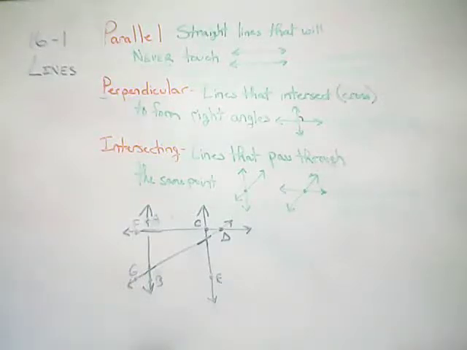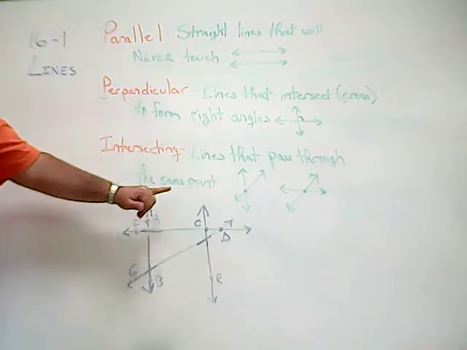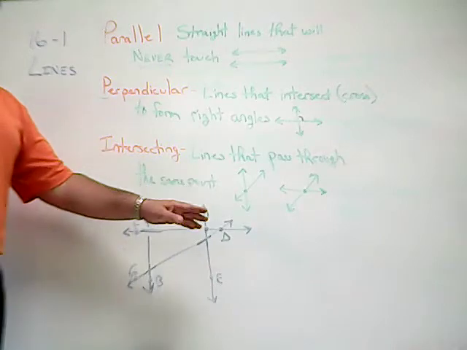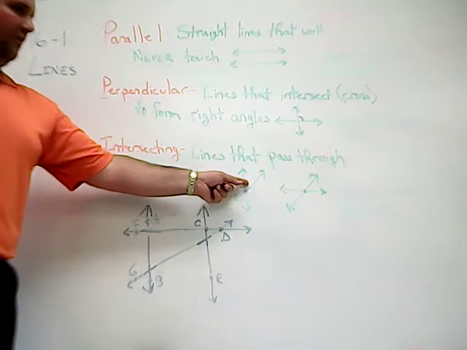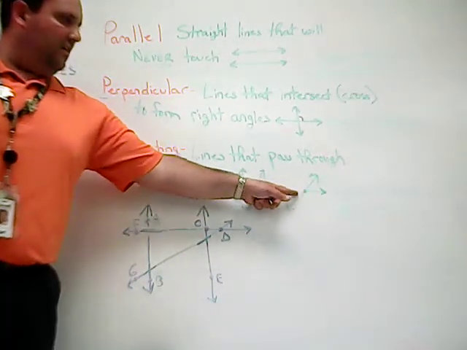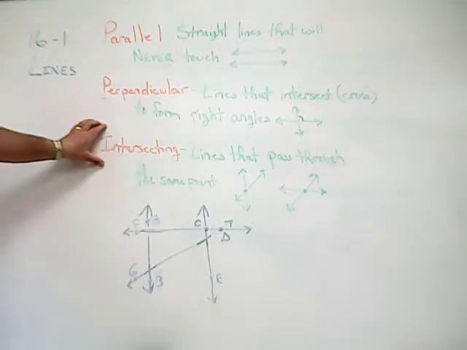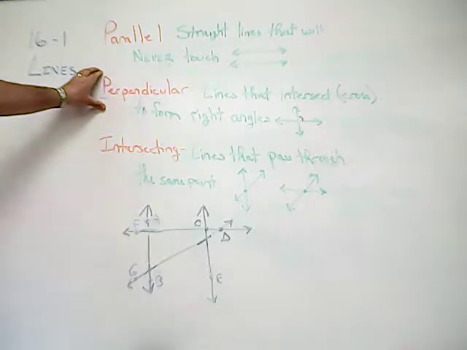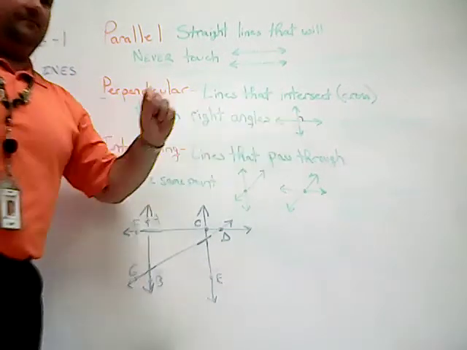Finally, the last set of lines are intersecting lines. These are lines that will pass through or cross the same point, but they do not form 90-degree angles anywhere. So you can see these two lines cross at this point right here, but none of the four angles is a right angle. So that's what makes the difference between an intersecting line, which crosses over one another, and a perpendicular line, which crosses over one another but forms right angles or 90-degree angles.